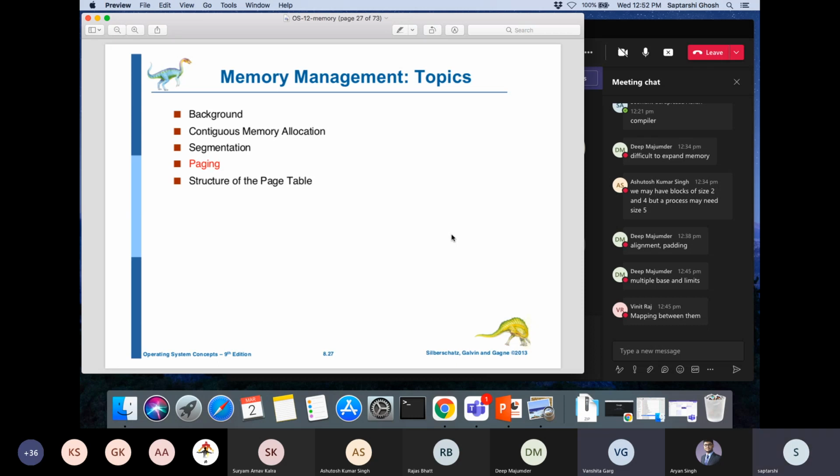Okay, so again, we understood contiguous memory allocation would be the simplest, but there are problems like fragmentation and not being able to expand memory. So now we are moving to segmentation and paging.